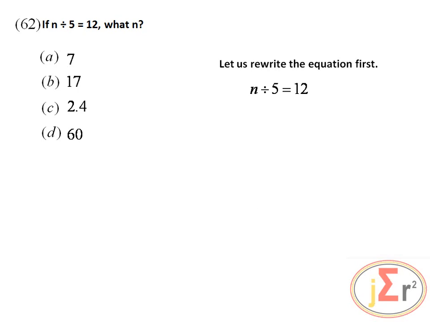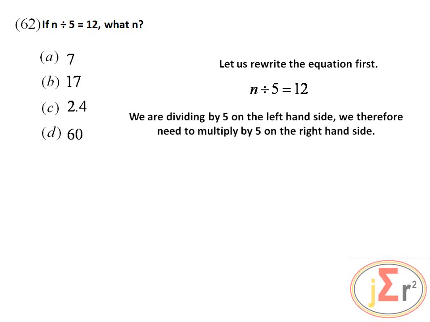Right. We are dividing on the left-hand side, so we are going to multiply on the right-hand side. So just tell me also, why do we need to multiply on the right-hand side? Yes, so we are multiplying on the right-hand side because we are dividing on the left, and the opposite of division is multiplication, so we are going to multiply on the right-hand side. And that is what our statement is saying right there.